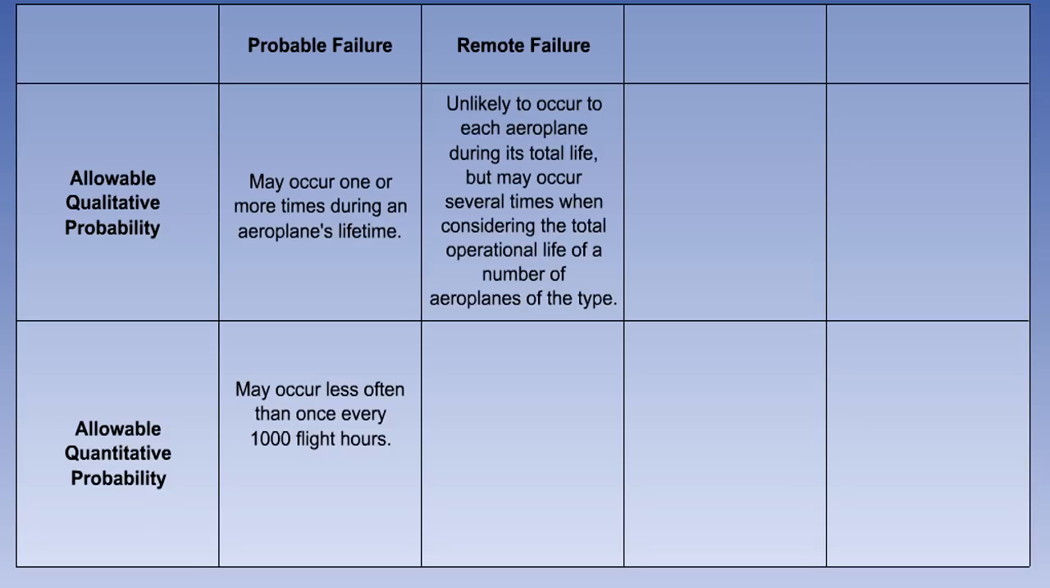A remote failure condition is unlikely to occur to each aeroplane during its life, but it may occur several times when considering the life of a number of aeroplanes of the same type. Or it may occur less often than once every 100,000 flight hours.